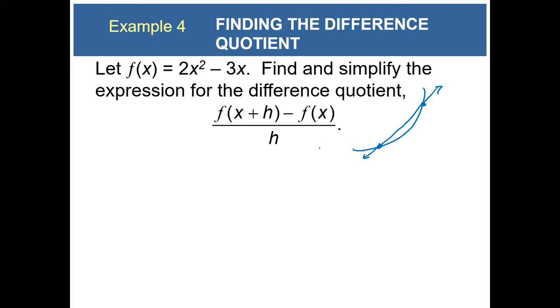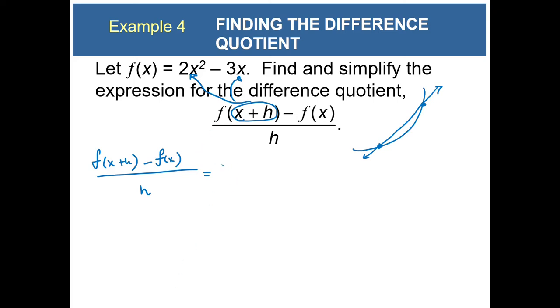We begin by writing the difference quotient. f of x plus h minus f of x divided by h. The first part of the problem is to find f of x plus h, which means I have to plug in x plus h into the x of the original function.